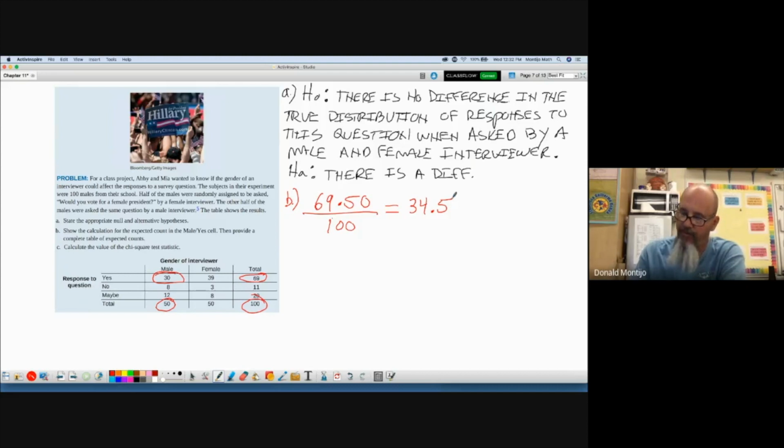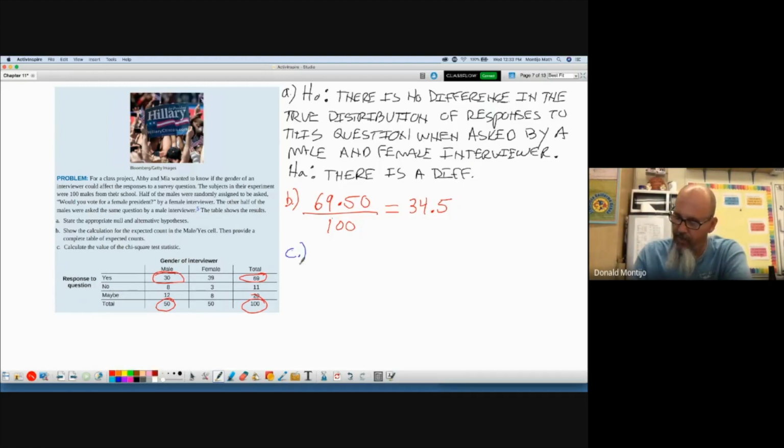And I would do that for all 6 of these cells. So I would do it for male yes, male no, male maybe, female yes, female no, female maybe. But we're not going to do all of that work right now. Okay. Then part C says calculate the value of the chi-squared test statistic.